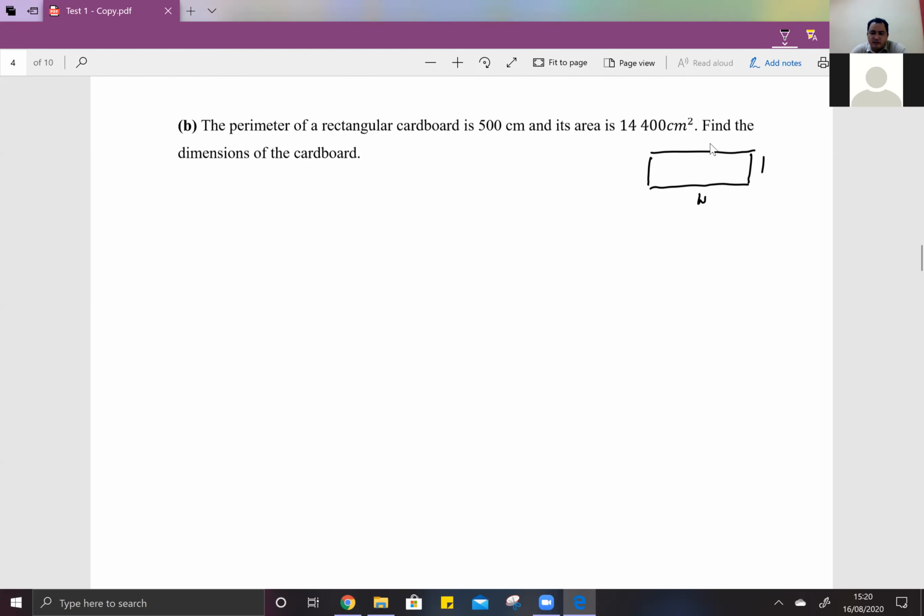No, length is the longer side, right? Is it? Oh, I never really paid attention to which side is which. Yeah, usually in a rectangle, length means the longer side and width the shorter side.